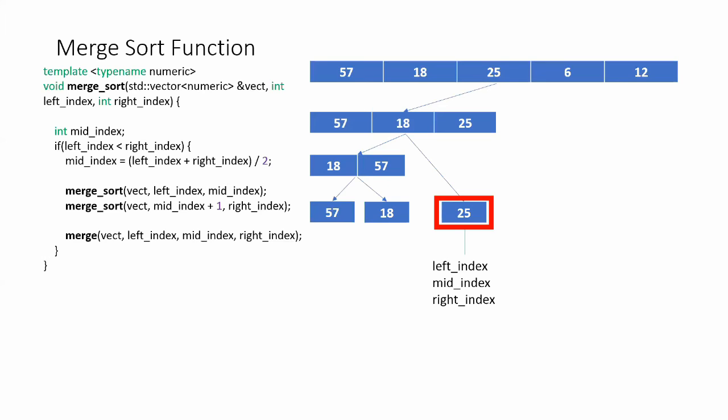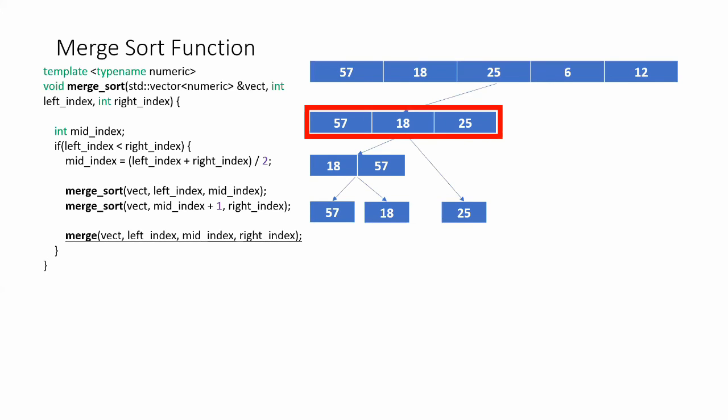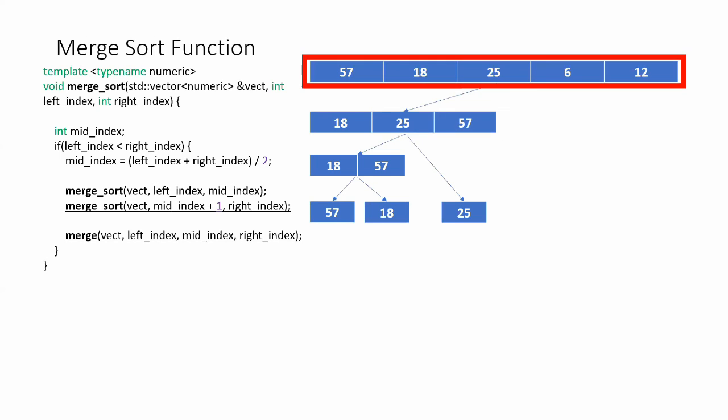Here, since we only have one value, left index is not less than right index. So we're done with this function call, and we go one level up. And we're going to be merging. Well, what are we going to be merging? We're going to be merging the sorted 18 and 57 with the 25. And that is done. You'll see that the 3-element array below the red box is now sorted, and it's been adjusted to include that 25.